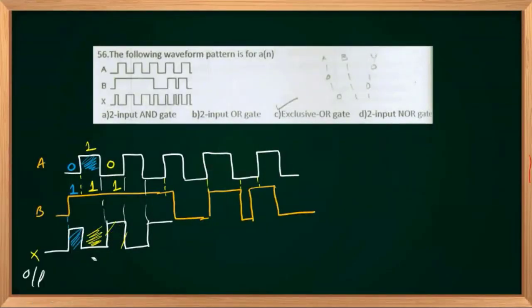By observing these three sections, you can easily identify which gate this is. Inputs 0, 1, output is 1. Inputs 1, 1, output is 0. Inputs 0, 1, again output is 1. If inputs are different, output is equal to 1. If inputs are the same, output is equal to 0. Which gate is it? It is an XOR gate. Instead of a truth table, they have given you the waveforms of inputs and output. It's very simple, so don't be upset when you see a waveform in the question. Just look at the waveforms and try to identify the logic gate.